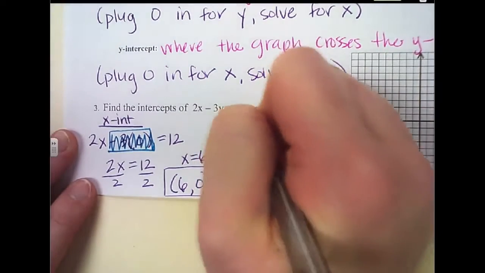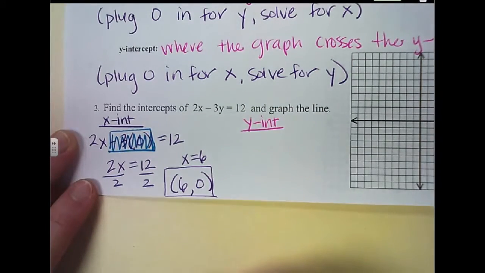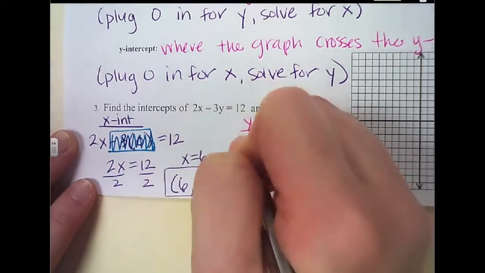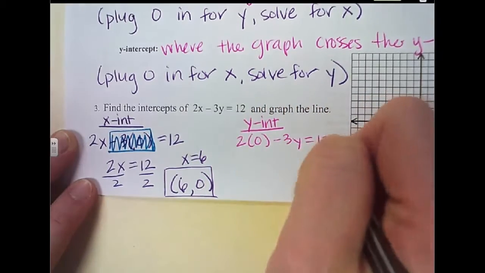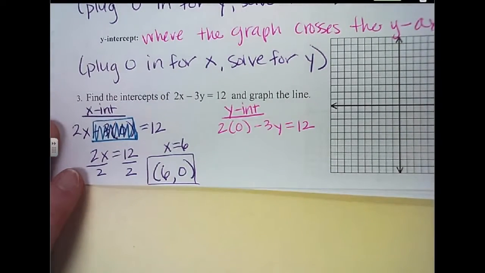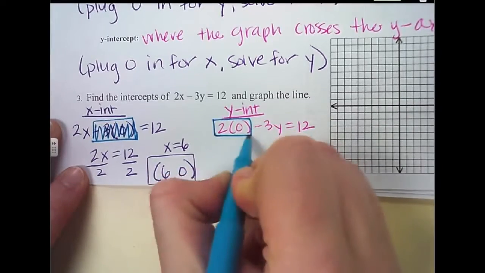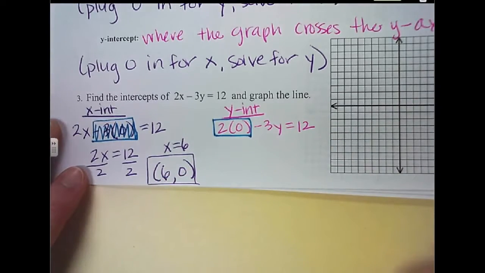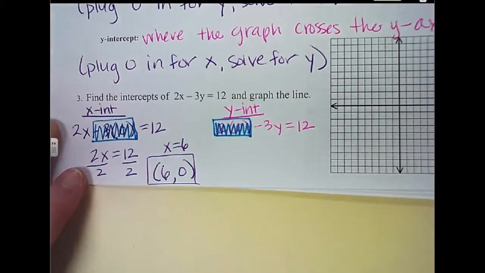And then we'll do the y-intercept. So the y-intercept, I'm using the same equation, but now I put 0 in for the x. So 2 times 0 minus 3y equals 12. What happens to this 2 times 0? It's canceled. 2 times 0 is just 0, so just mark it out.